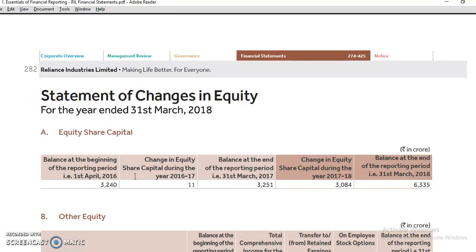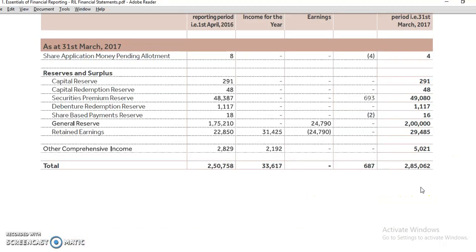It is basically the same as the schedules that we are going to see in a bit. So here it says how many shares are outstanding, how much share capital is outstanding, how many were issued during the period, and what is the closing balance. Other equity also shows the movement: what was the beginning, how much income we had during this year, how much earnings, and then what is the closing balance at the end of the financial year.